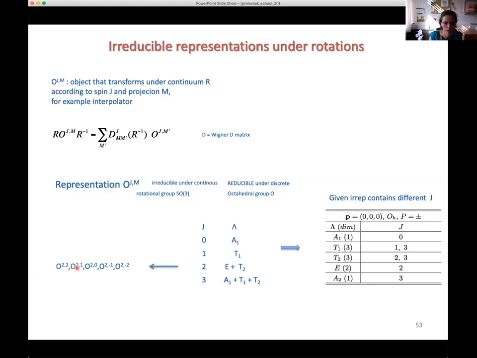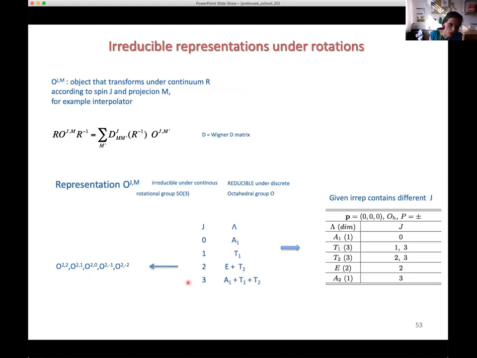Okay, with various projections. This is irreducible in the continuum. But this is not irreducible under the reduced symmetry group on the lattice. It turns out that this can be block diagonalized. You put two blocks and they are irreducible separately. So this one can be reduced to a sum of two representations, two block diagonal elements. Okay? So you see that spin two objects will appear in this representation and in this representation, and so on and so forth.